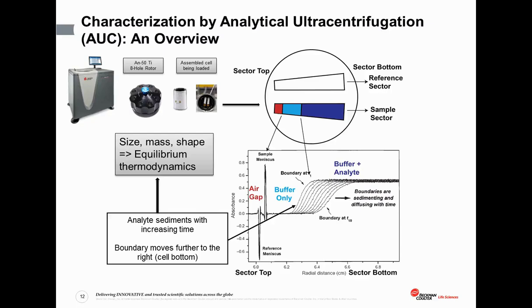And you'll recognize immediately that if you have the size, the mass, the shape of the analyzed particles in an AUC experiment, you basically have the essential elements to find out almost everything you need to know about the equilibrium thermodynamics of this system. In other words, if you have a question about the oligomerization state of the analyte, you can answer it. If you have a question about the binding constant between, say, protein A and protein B, you'll also be able to answer that. So AUC really is an extremely versatile tool which allows you to answer all kinds of biophysical questions in this context.